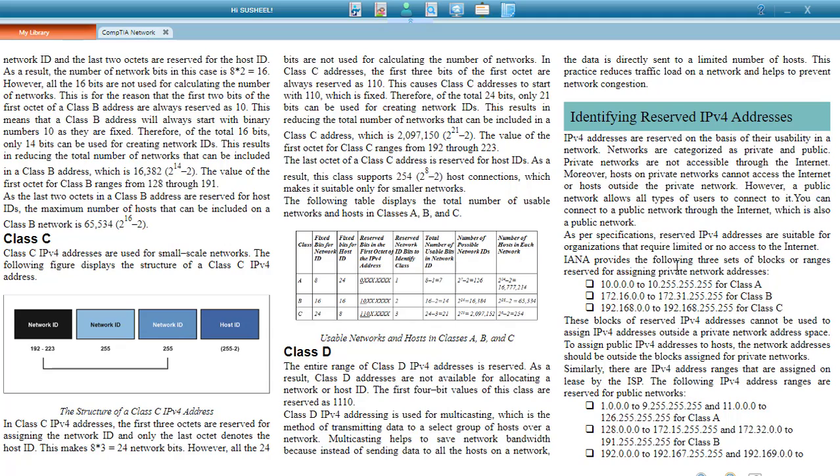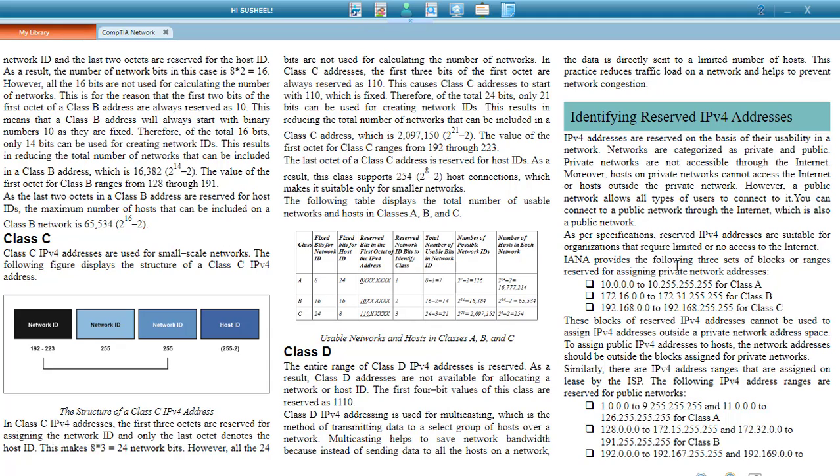Multicasting helps to save network bandwidth because instead of sending data to all the hosts on a network, the data is directly sent to a limited number of hosts. This practice reduces traffic load on a network and helps to prevent network congestion.